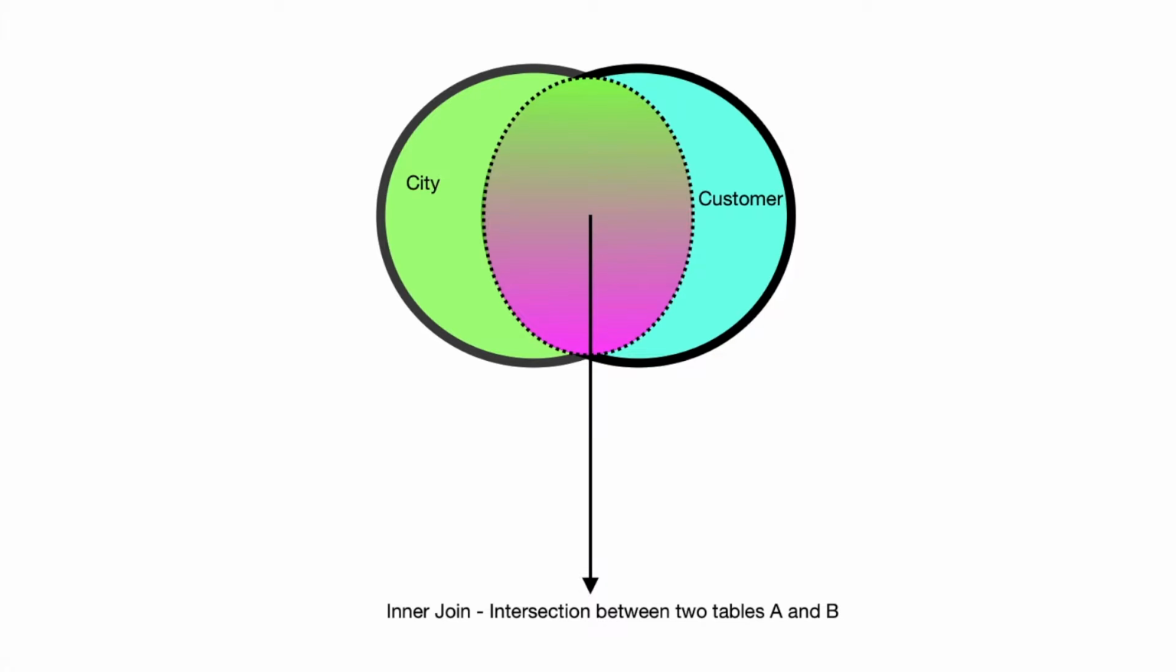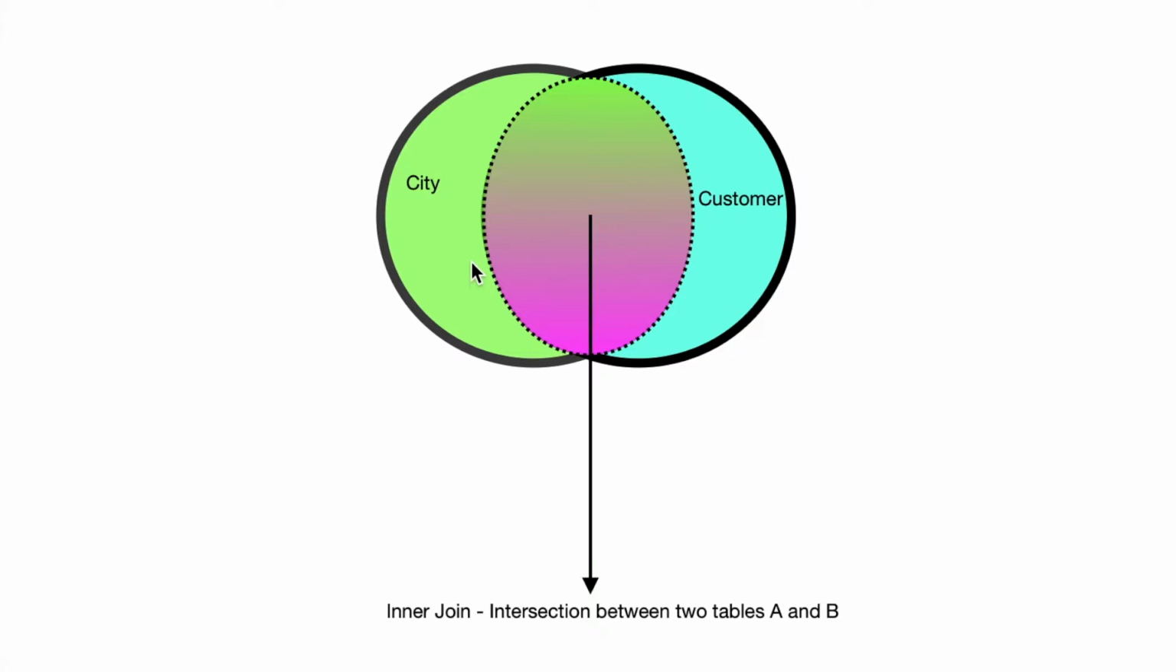Going to talk about inner joins, and in this case, an inner join is an intersection between two tables. So if you have a table called city and a table called customer, the inner join would be an intersection between the two tables, city and customer. Excuse the typo there. So A is city, B is customer. So the inner join will be the data that is common to both tables.